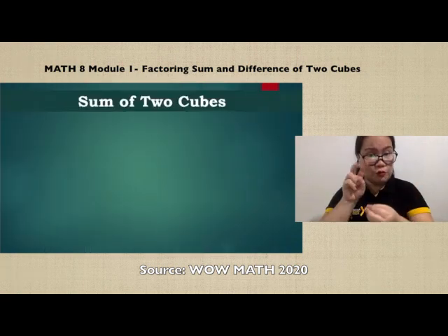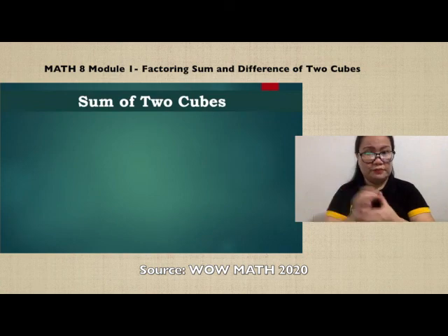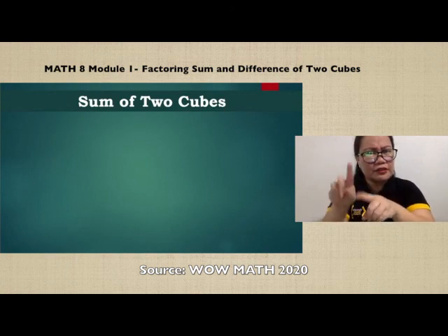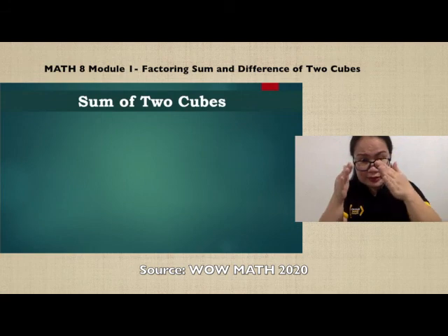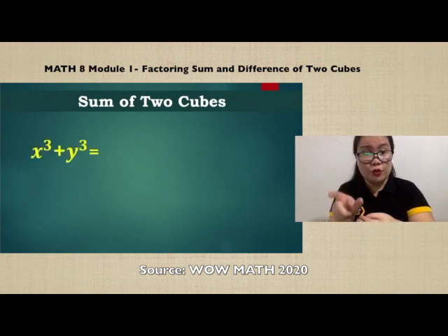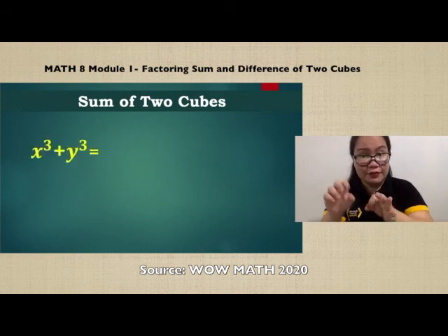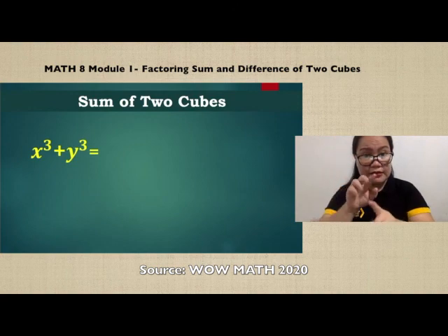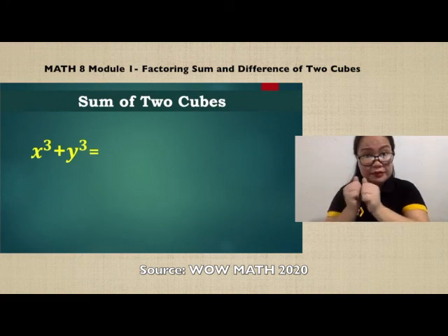Okay, so in this video, we will focus on how to factor sum and difference of two cubes. So first, let us focus first on sum of two cubes. Okay, so kapag ang given ay x cube plus y cube, so kapag ito ang nakita nyo na given, okay, so ibig sabihin sum of two cubes siya because of this.